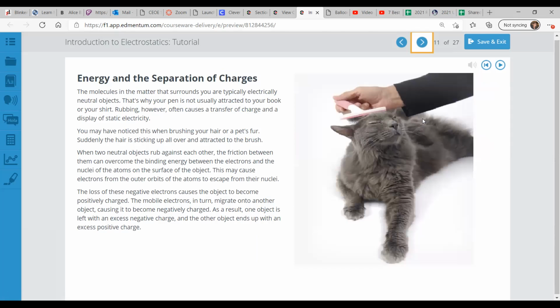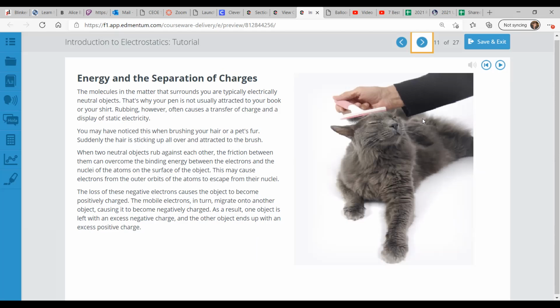Energy and the separation of charges. The molecules in the matter that surrounds you are typically electrically neutral objects. That's why your pen is not usually attracted to your book or your shirt. Rubbing, however, often causes a transfer of charge and a display of static electricity.